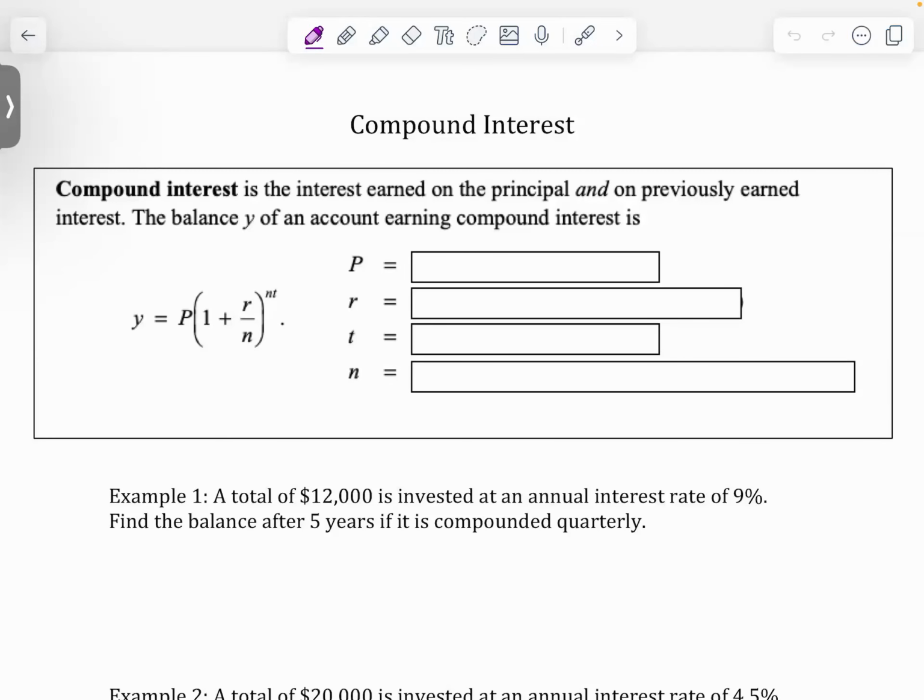Yesterday, we talked about just simple interest, basically. Simple growth and decay. We talked about 1 plus our rate, 1 minus our rate raised to the power. Just very simple. Now we're going to talk about something called compound interest.